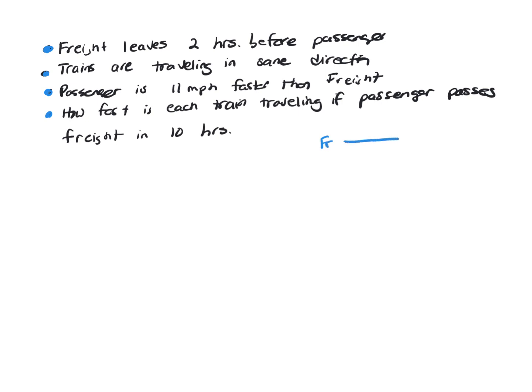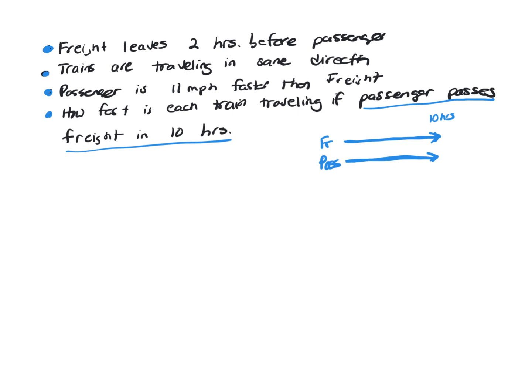The freight train takes off. Now, he doesn't go as fast. And 2 hours later, the passenger train leaves, and they're on parallel tracks, and the passenger passes the freight in 10 hours. Okay, so what two things are the same? Their distances are the same when the passenger passes the freight train.